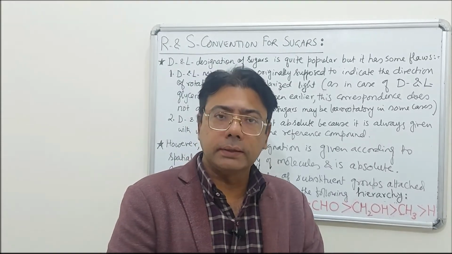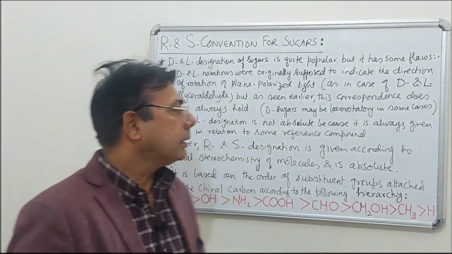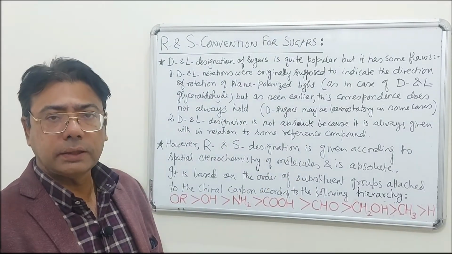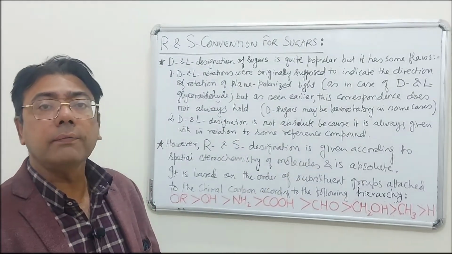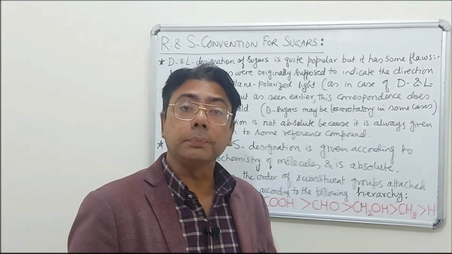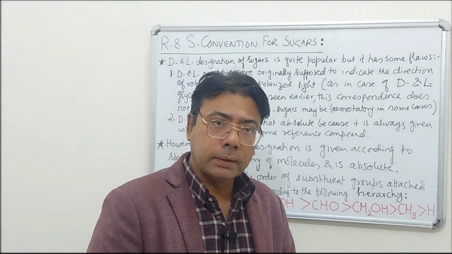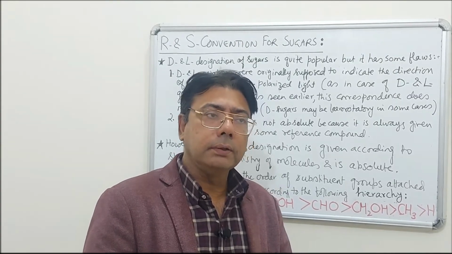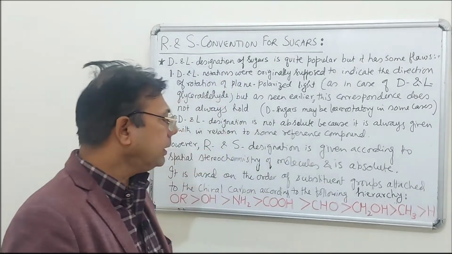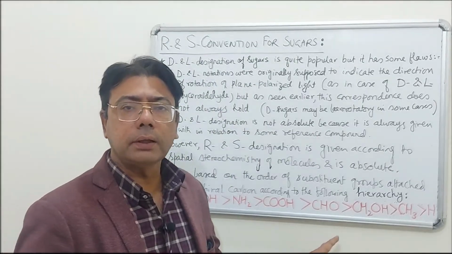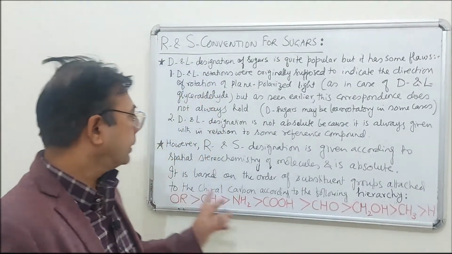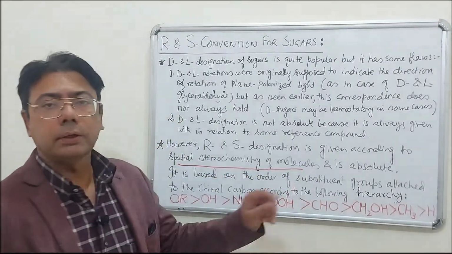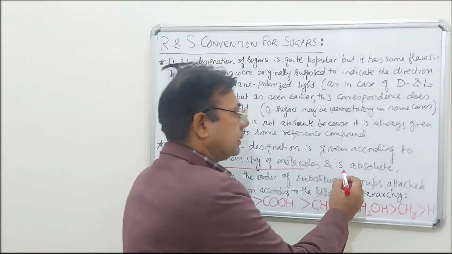So it is absolute in this sense. What we consider in giving this designation is the hierarchy of groups attached to the chiral carbon. So in assigning R or S, we only consider the hierarchy of groups attached to the chiral carbon, and it gives the spatial stereochemistry of molecules. So it is absolute in this sense.